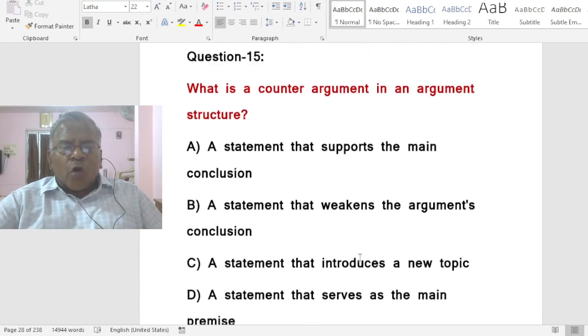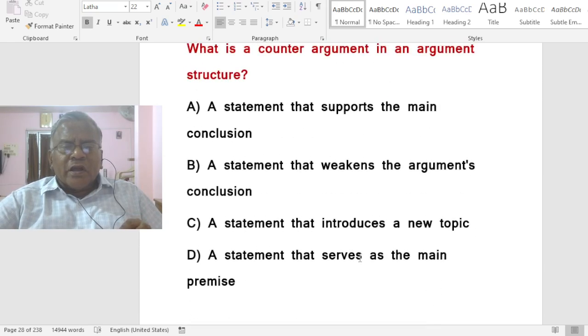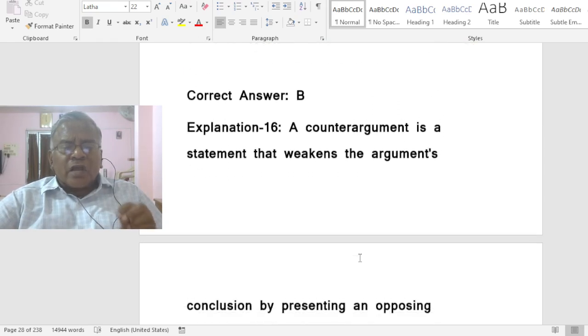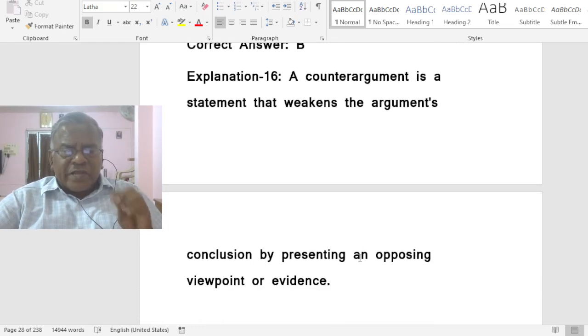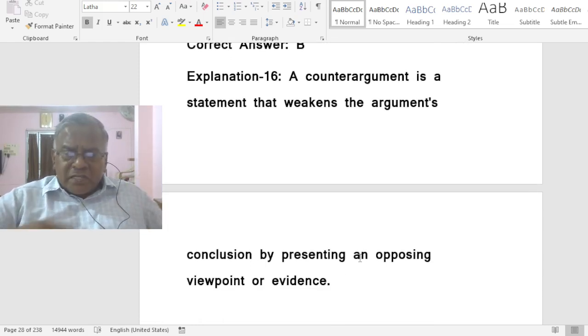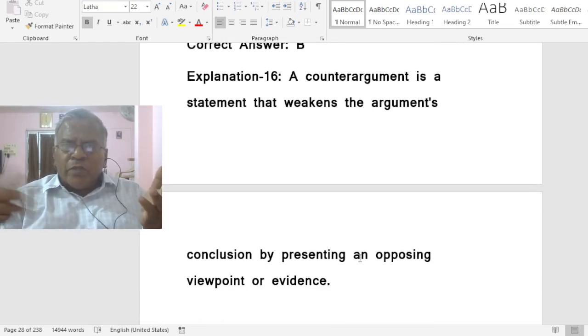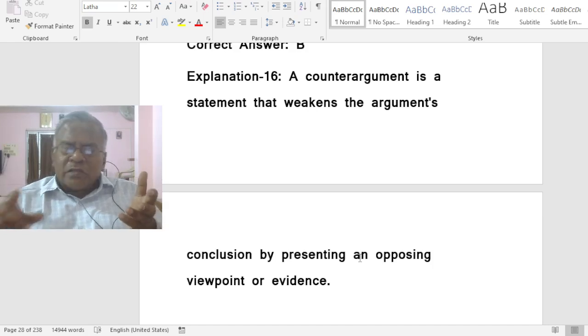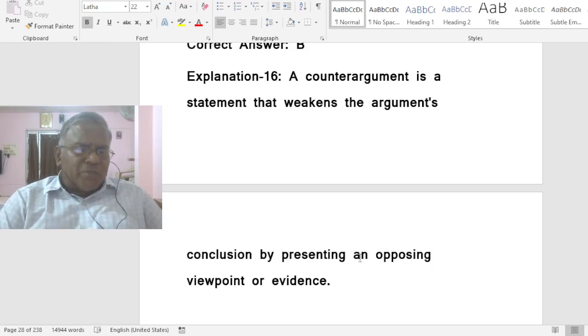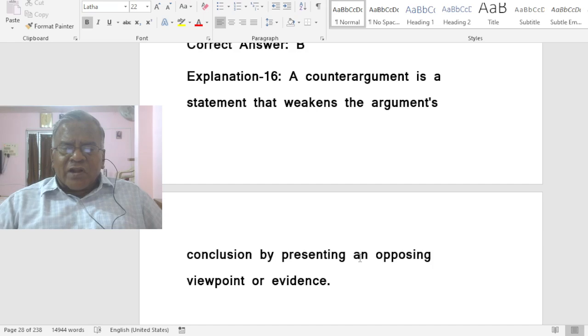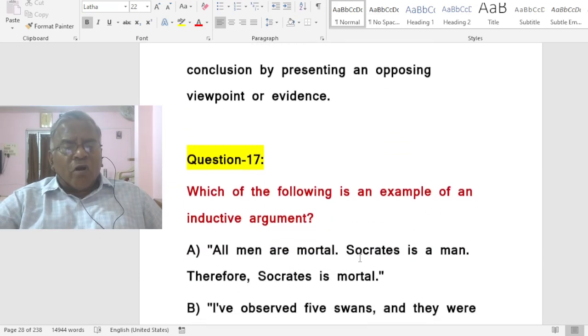So, what is the counter argument in an argument structure? That is, a counter argument is a statement that weakens the argument's conclusion by presenting an opposing viewpoint. All men are mortal, Aristotle is a man, Aristotle can be sometimes animal. Suppose we say one more premise like that. Certainly, it would not lead to the correct conclusion. There is a confusion here. So, a counter argument is a statement that weakens the argument's conclusion by presenting an opposing viewpoint or evidence.